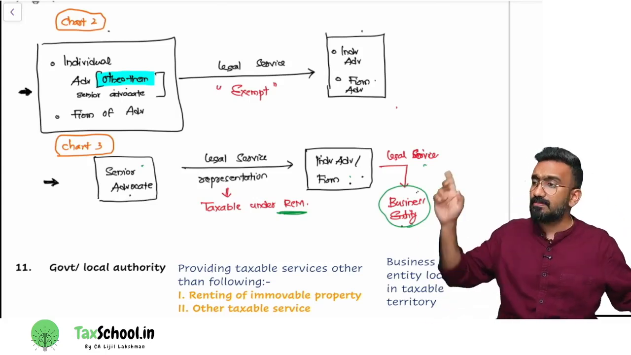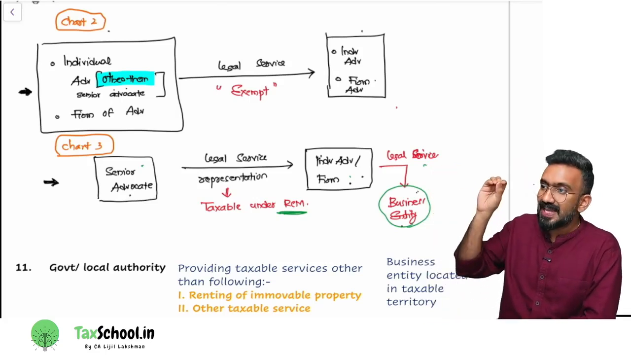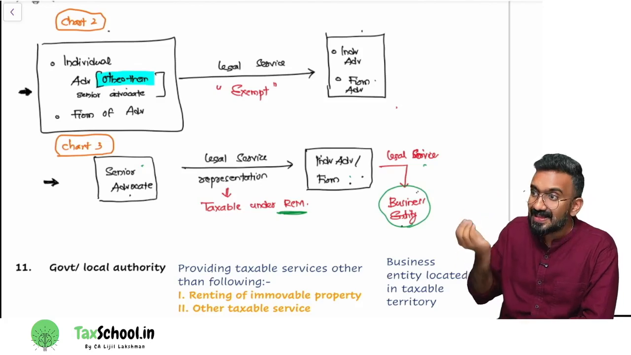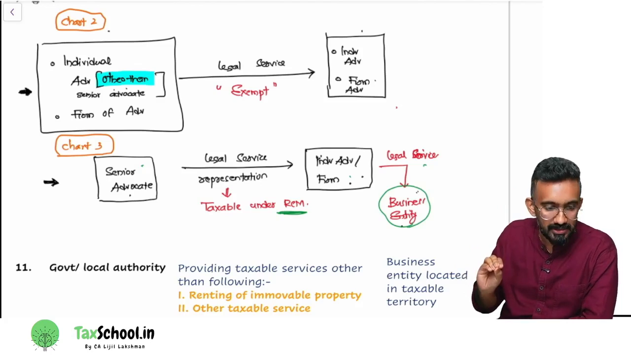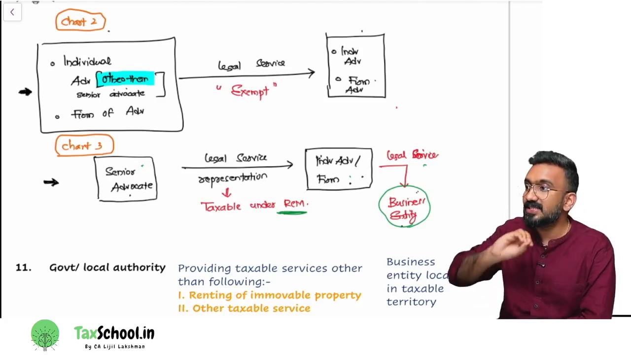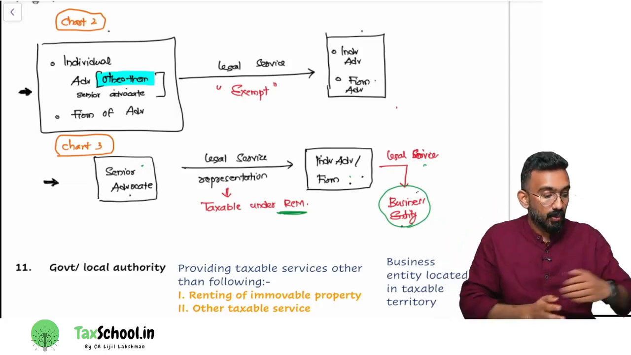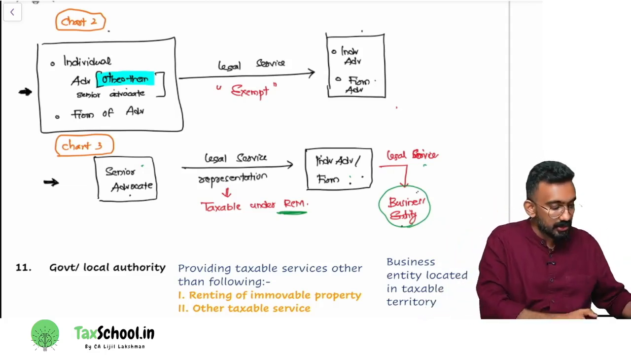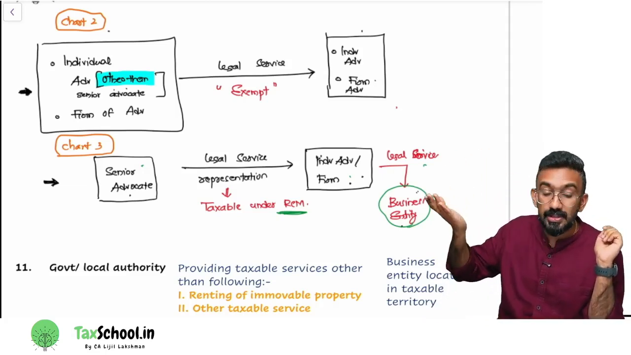They said there is one more exemption, which is there in chart number 2, which says an individual advocate other than a senior advocate, or a firm of advocates, providing services to another individual advocate or firm of advocates would also be exempted. One advocate to another advocate, forward charge, reverse charge, exempted. However, that exemption is not applicable to a senior advocate.